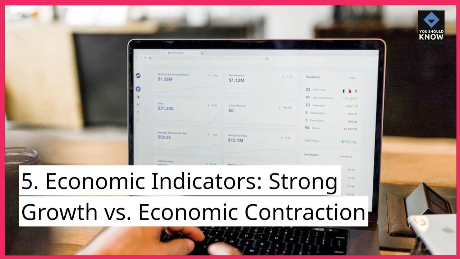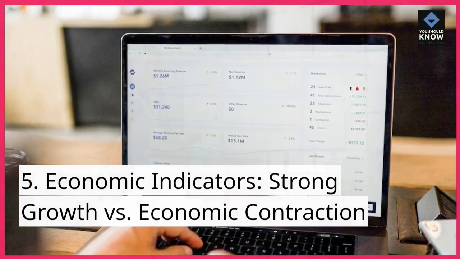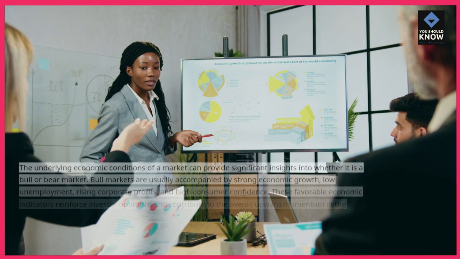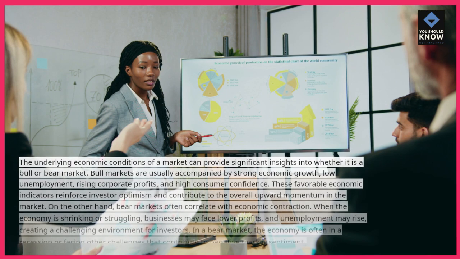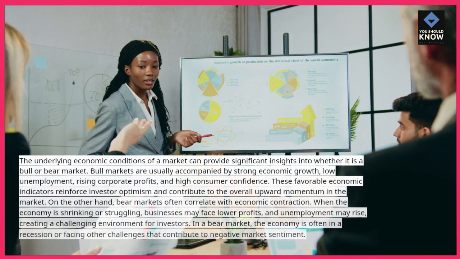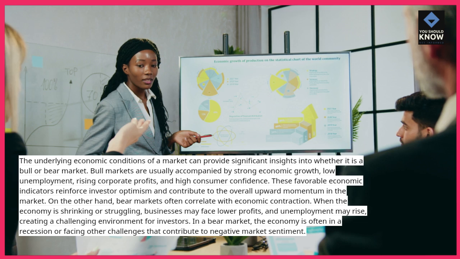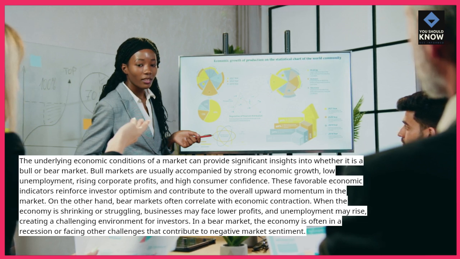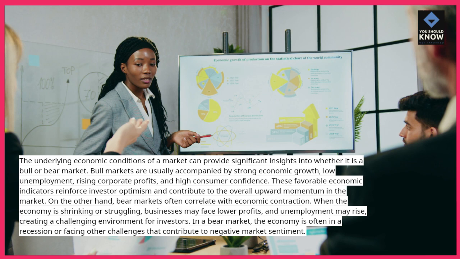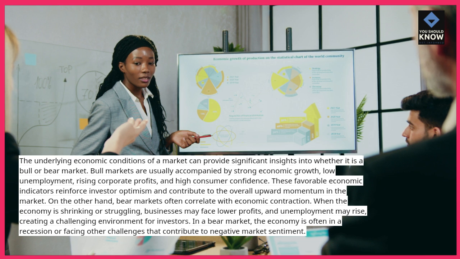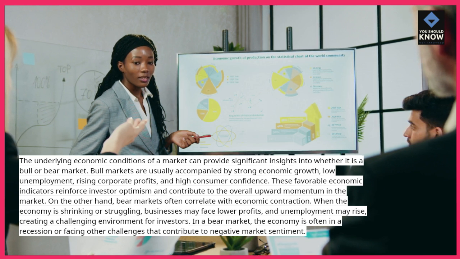5. Economic indicators. Strong growth versus economic contraction. The underlying economic conditions of a market can provide significant insights into whether it is a bull or bear market. Bull markets are usually accompanied by strong economic growth, low unemployment, rising corporate profits, and high consumer confidence. These favorable economic indicators reinforce investor optimism and contribute to the overall upward momentum in the market.